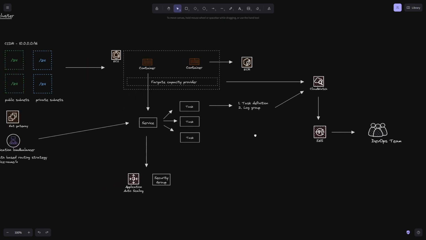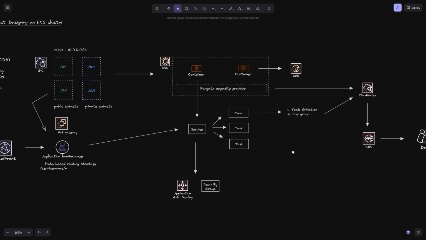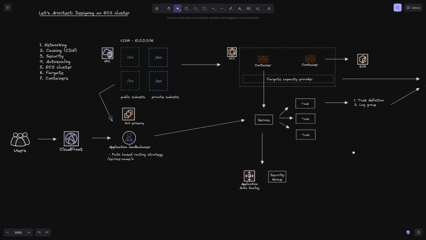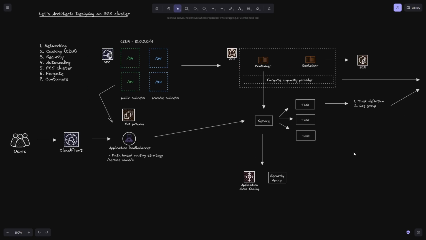So yeah, this is our simple design, this is how I would approach designing an ECS cluster. I hope you found value in this. I'd like to know, how would you approach it? How would you design the ECS cluster? What components would you have? What would you take out of this? What would you prioritize over what? And share that in the comments below.